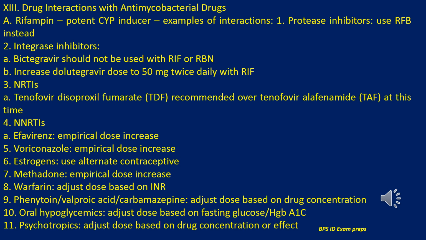2. Integrase inhibitors. A. Bictegravir should not be used with RIF or RFB. B. Increase dolutegravir dose to 50 mg twice daily with RIF. 3. NRTIs. Tenofovir disoproxil fumarate, TDF, is recommended over tenofovir alafenamide, TAF, at this time.